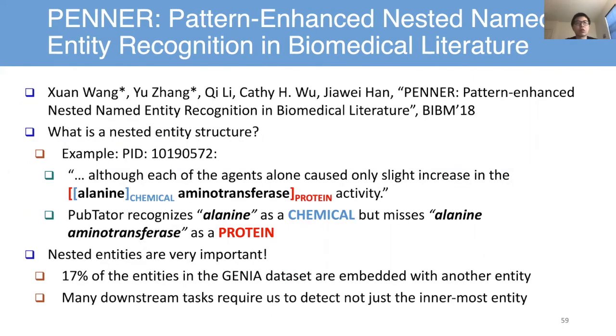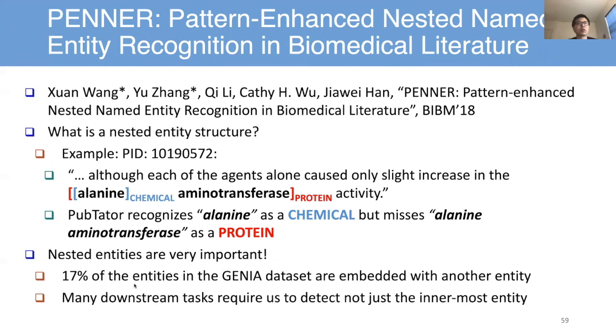One follow-up work of this meta pattern has been applied to the biomedical domain, mainly focusing on nested named entity recognition. Nested entities are very popular in the biomedical domain because most of these terminologies are created by humans following some rules. For example, this one: chemical plus some suffix, then it becomes a protein. So this could be something very interesting in the biomedical domain. And nested entities are very important.